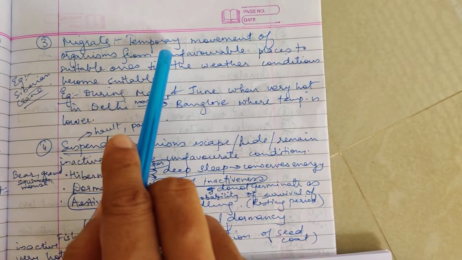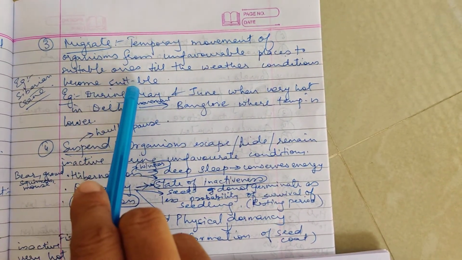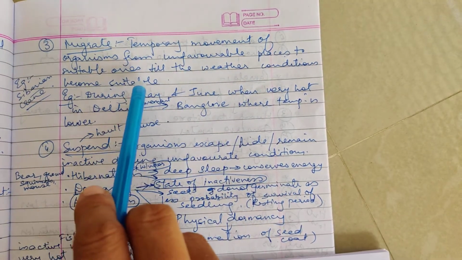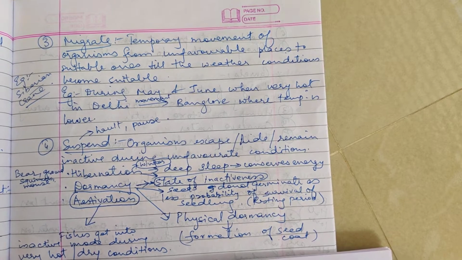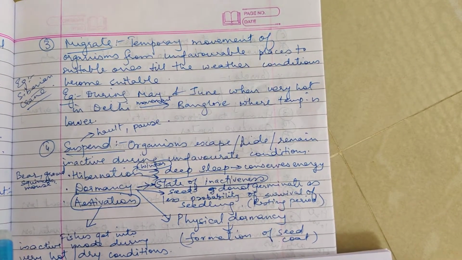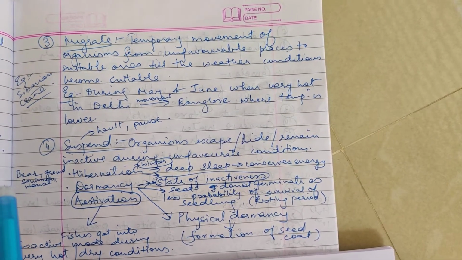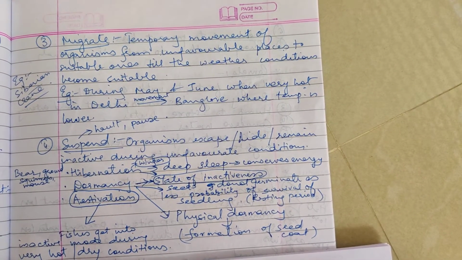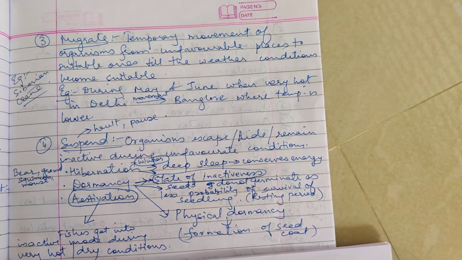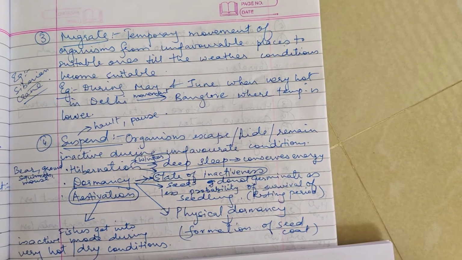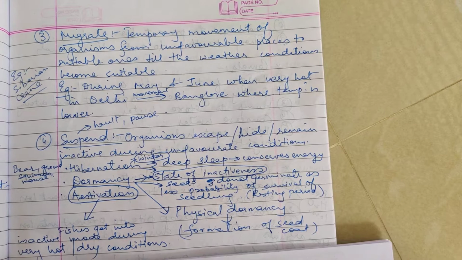Migration means temporary movement of the organisms from unfavorable places to suitable ones till the weather conditions become suitable. It means if the weather conditions are not suitable for the living organisms, they move from their own habitat to a new habitat for a temporary, short period of time. And again when the weather conditions are favorable, the organisms return to their original habitat.